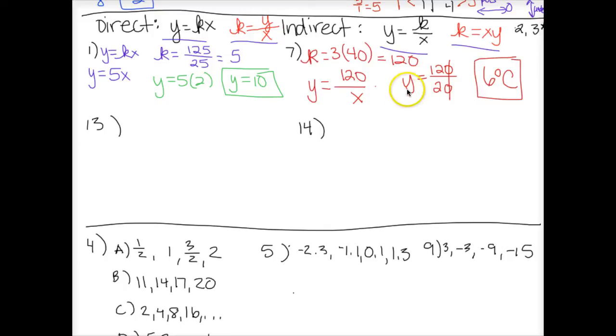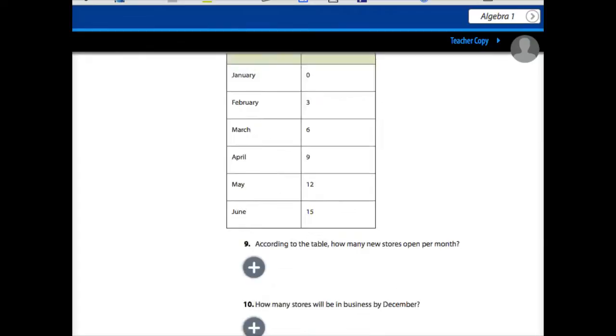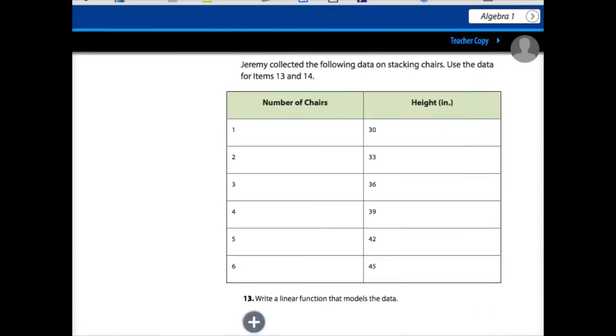Next one I marked to look at is number 13. This one also has a table, and 14 goes with it, same type. So if we look at number 13, it says use the data in here to write a linear function. So we did this when we did our cup data. So if you want to go back and look at something in the lesson, that's where we did something just like this. So what I need to do first is to find the slope.